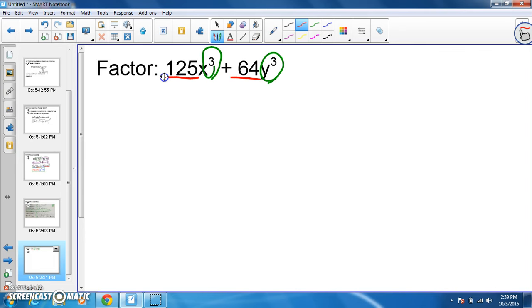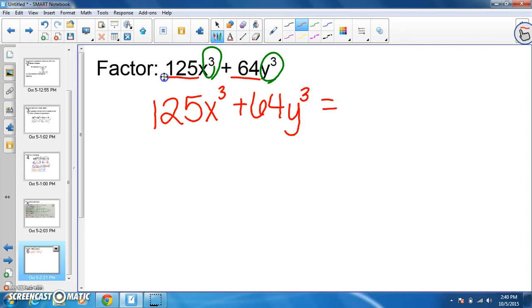The first thing we want to do is rewrite our polynomial in order to show the sum of cubes. So 125x cubed plus 64y cubed is equal to, if we have 5x cubed, then we would get 125x cubed. And 4y cubed would give us 64y cubed.